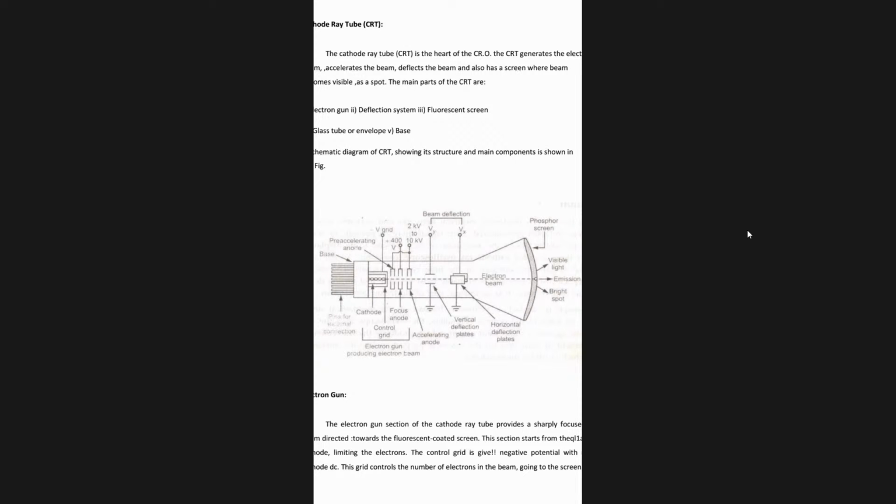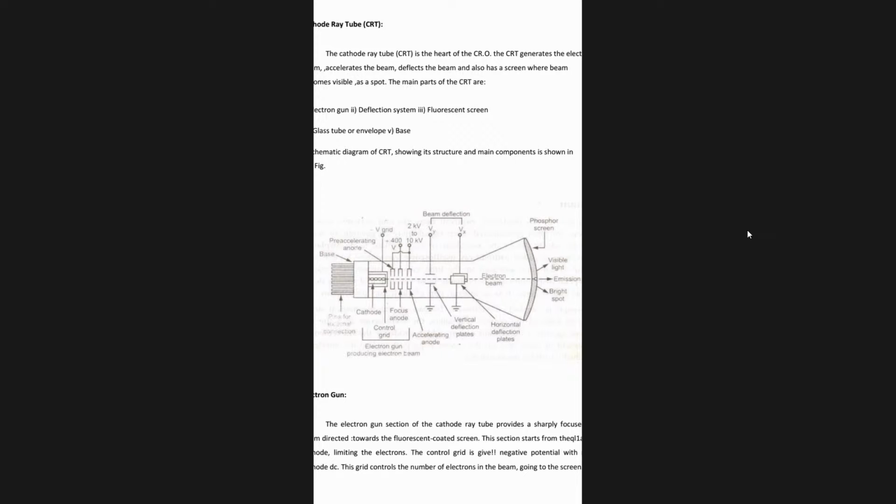And you can see the negative voltage is applied on the control grid at the top side. After that you can see there is a focusing anode, right, and accelerating anode, and pre-accelerating anode. There are three anodes given here: pre-accelerating anode, focusing anode, and accelerating anode. All three types of the anodes together work as an electrostatic lens. They focus the electron beam on the center of the screen.